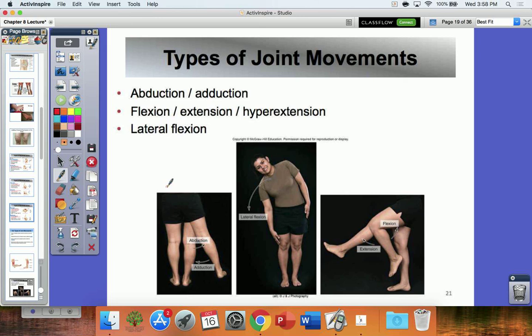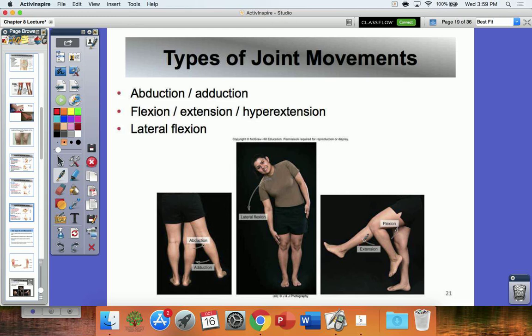Abduction is taking a limb away from the midline. So that's taking the leg in this direction. You can also abduct your arm. And then we have adduction. Adduction is bringing it back towards the midline. Someone shared with me in another class that they remembered this as adduction is adding the limb back towards the midline. So bringing it back towards the mid is adduction. Then we have flexion and extension. Flex means that we are increasing.